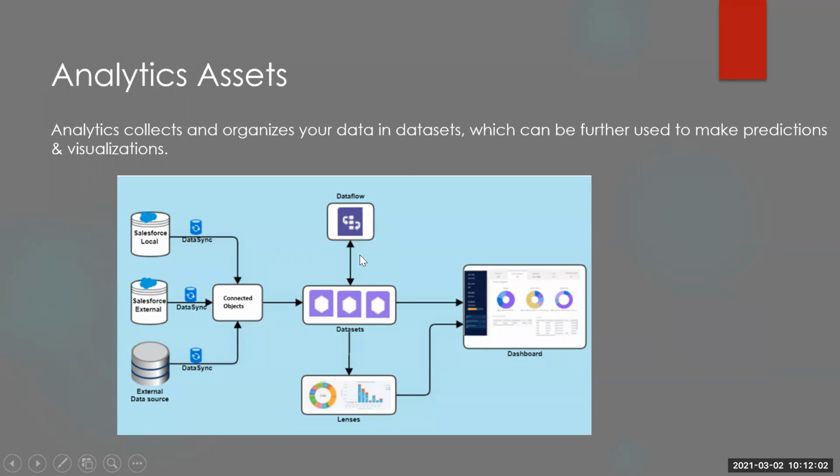The purpose of data flows here is to perform transformations on data. Suppose you want to concatenate two fields, or you want to add some extra details about the field. I want to concatenate opportunity name with the account name, so all the opportunity names should be concatenated with the account name. All these kinds of transformations on data can be performed in data flows. Or if you want to combine two data sets, that you can also do in data flows.